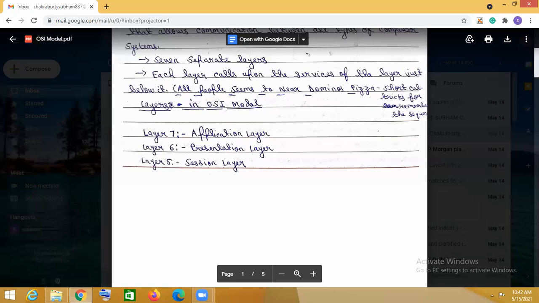You can also use some shortcut tricks of your own. But if you follow some shortcut tricks, then it is easy to remember the sequence of the layers. Clear? Yes, sir.